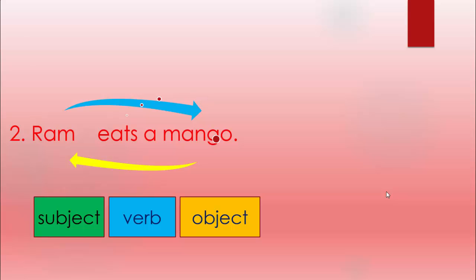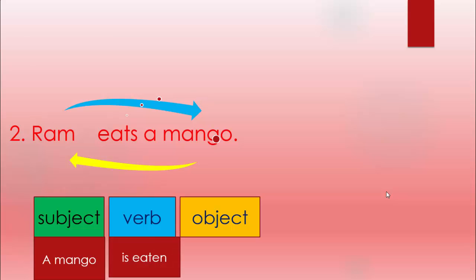of subject. So, firstly, I take a mango. Then I take is from am, is, are. Then the past participle of eat is eaten. Then I take by, and Ram remains Ram. So the sentence is a mango is eaten by Ram.